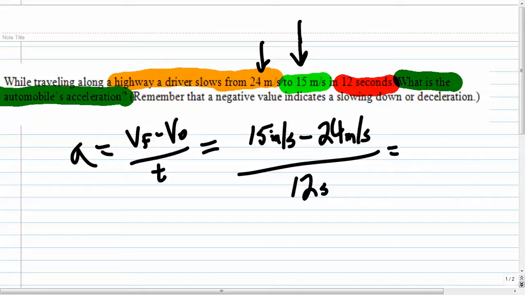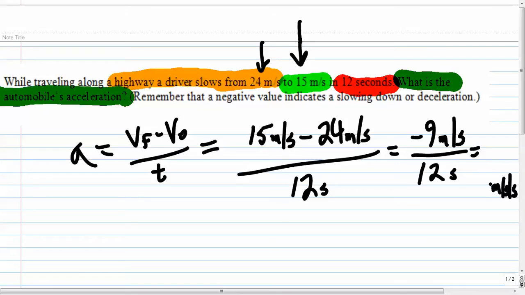So what do we have on top? 15 minus 24. Let's see, that's negative 9 meters per second, and divided by 12 seconds. So meters per second divided by seconds, seconds is divided twice. So our answer is going to be meters per second per second. Remember, accelerations have 3 units. And negative 9/12, that's reducible. 3, 6, 9, 12. So that's negative 0.75.